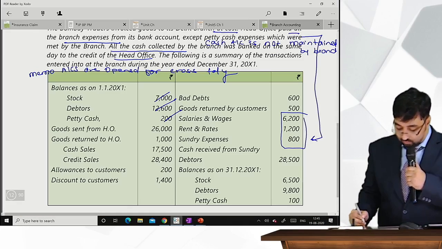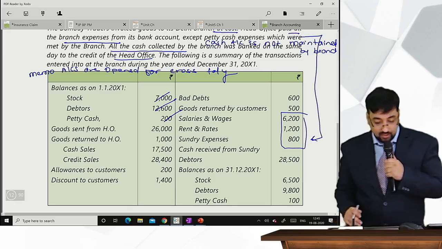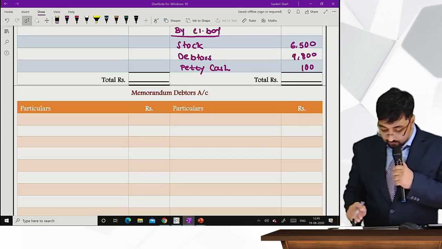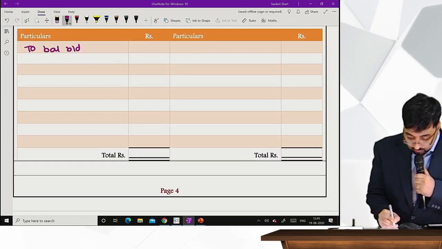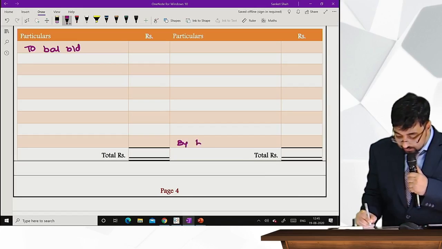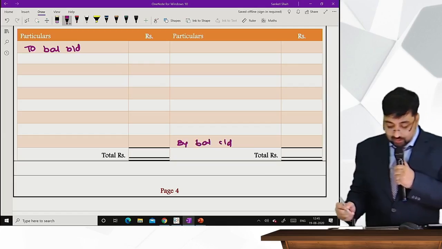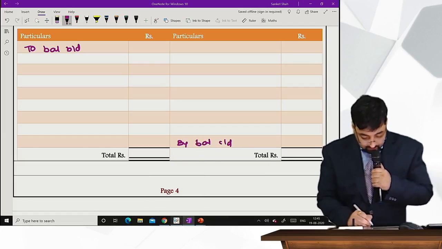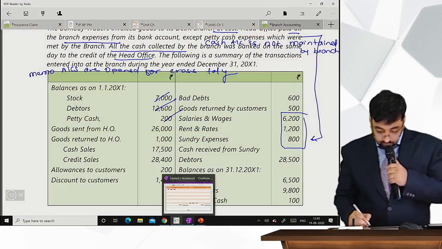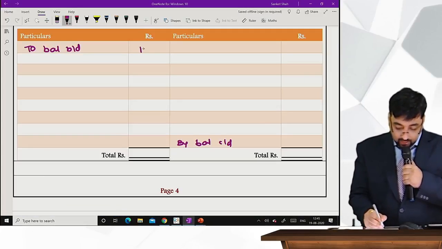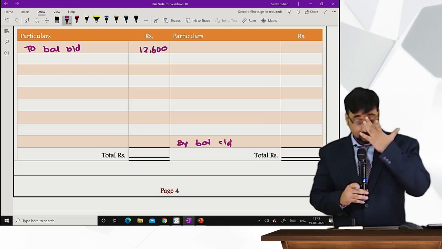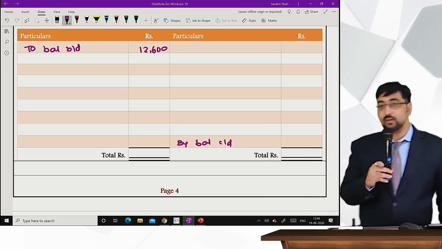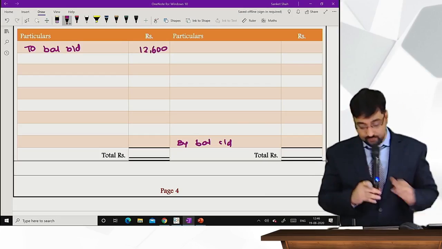Now we will open memorandum accounts. So in memorandum, first write debtors, to balance brought down and by balance carried down. Debtors has a debit balance, debit plus, credit minus. Debtors you have 12,600.